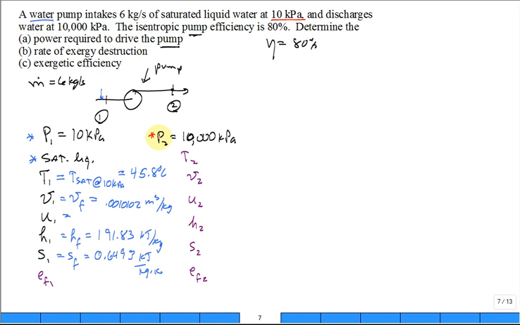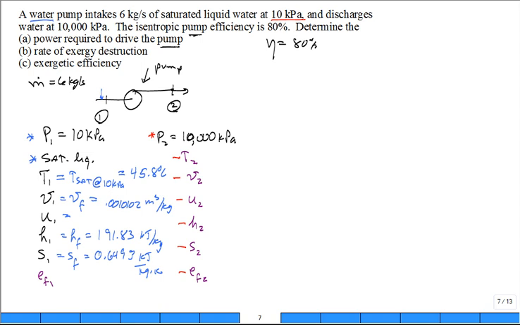All right. How do I solve this problem? What fixes the state? Additional information fixes state 2. Is it T2 and P2? Is it V2 and P2? Is it U2? Is it H2? Is it S2? Is it EF2? What is the other piece of information?